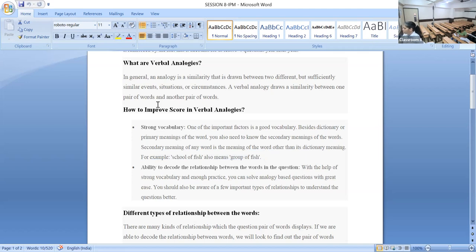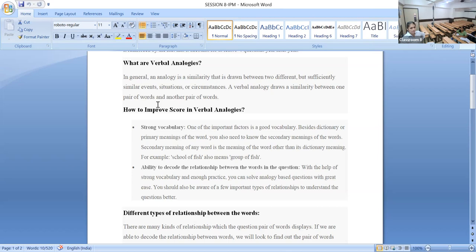And similarity, in the bracket, you can write similar events. And you can also write down a pair of words, slash pair of words. Okay, so this is something which you can write down. And how to improve your score, you don't need to write everything. This is just a very basic thing, that is strong vocabulary.